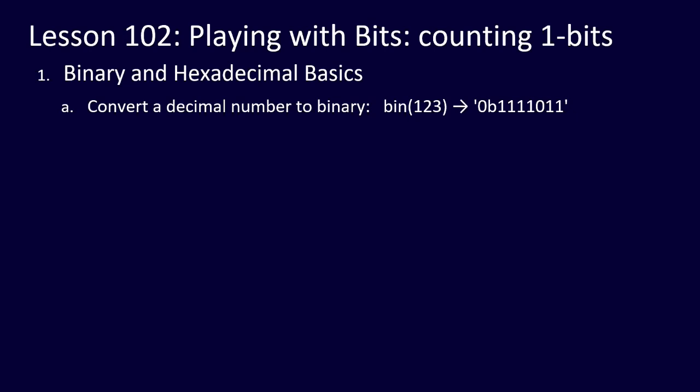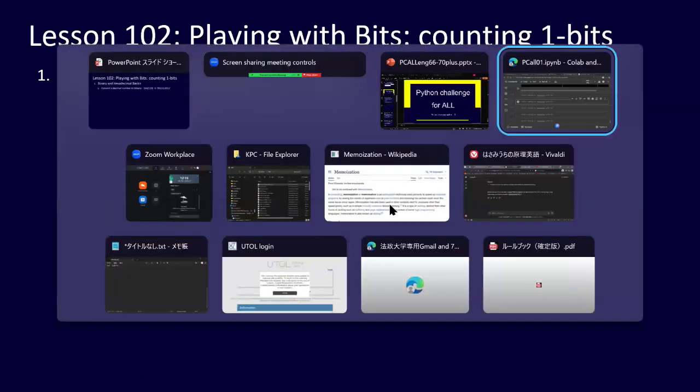For example, if you want to change 123 in decimal representation into binary, we can use the bin function to get a string representation of binary. Let's take a look.